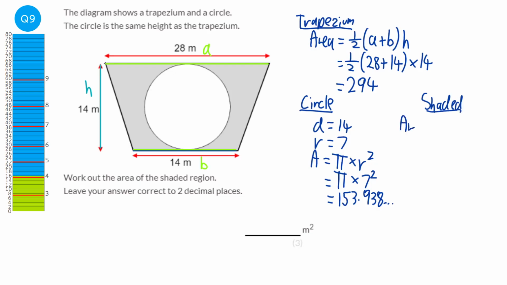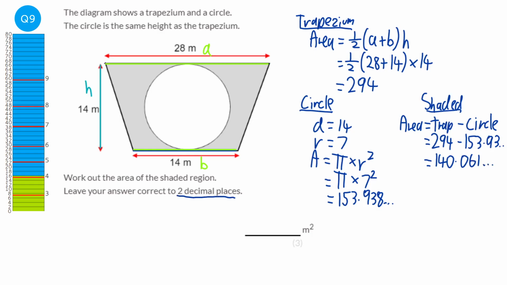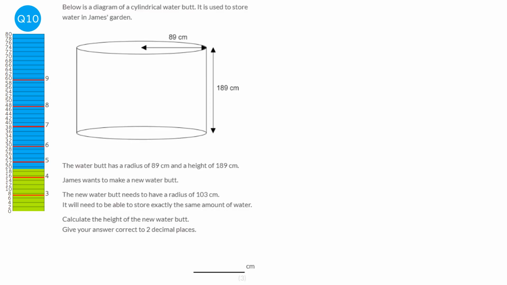So the area will be the total area, which will be the trapezium, take away the area that we don't want, which is this bit here, which will be the circle. So the trapezium's 294, the circle's 153.93, blah blah blah. And when you do that, you get 140.061, blah blah blah. It says it wants it to 2 decimal places, so it would be 140.06.